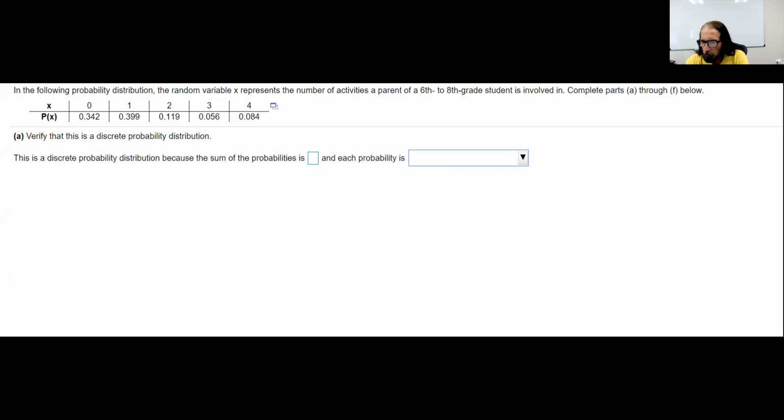The probabilities for the different values of x have to be at least 0 and less than 1 when expressed as a decimal. And furthermore, the total has to be exactly equal to 1. So when we're asked to verify if this is a discrete probability distribution, well, although there's only 5 values, I'm going to bring up the calculator.